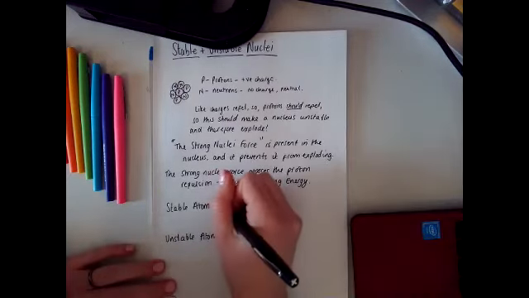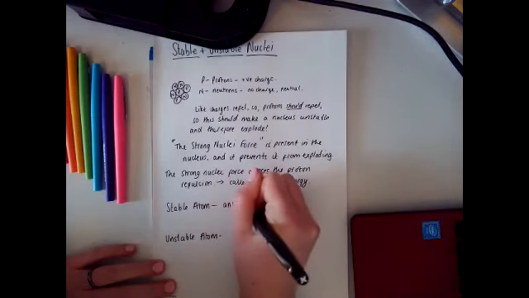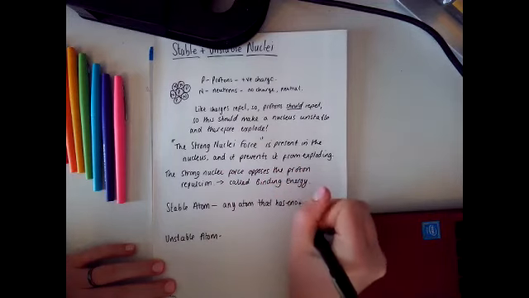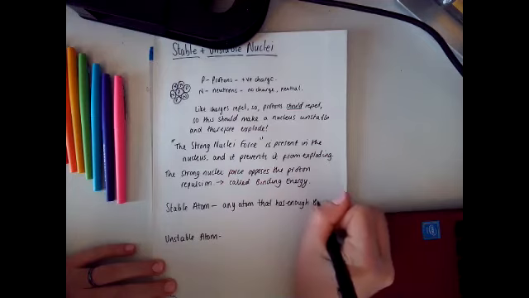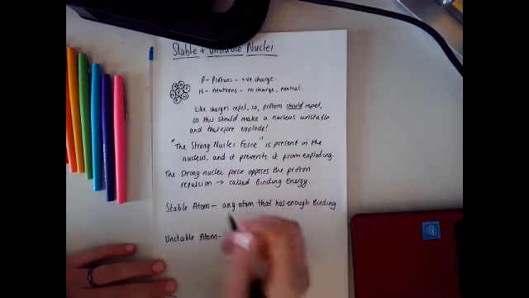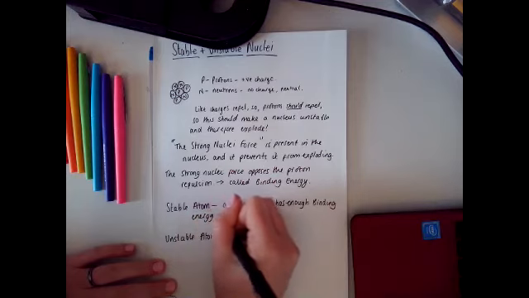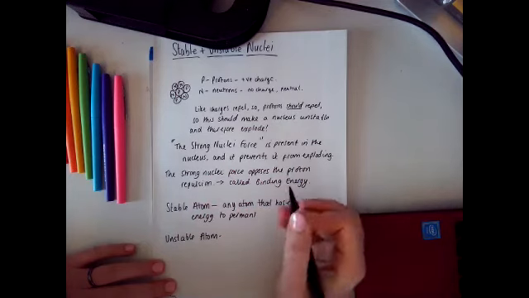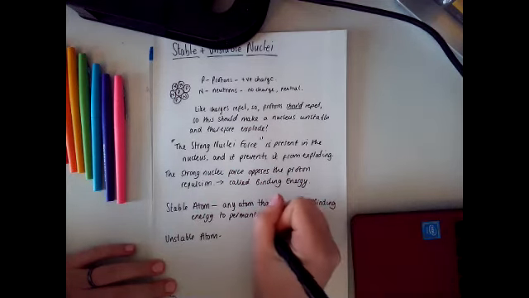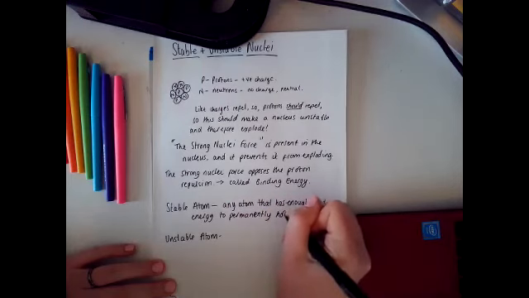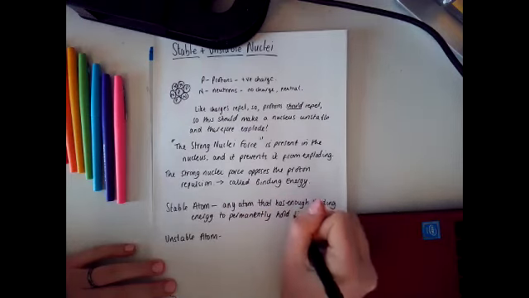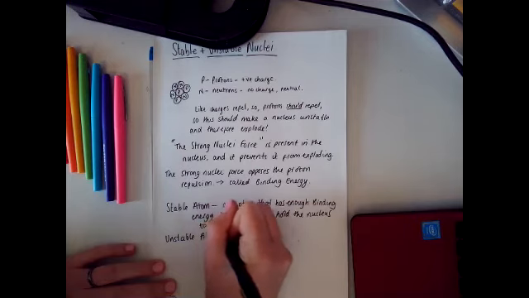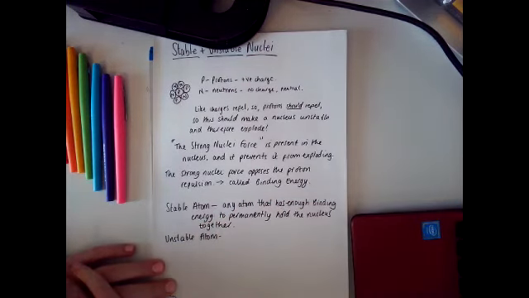So a stable atom is any atom that has enough binding energy to permanently, I can't spell, permanently hold the nucleus together. Okay, so there's our stable atom.